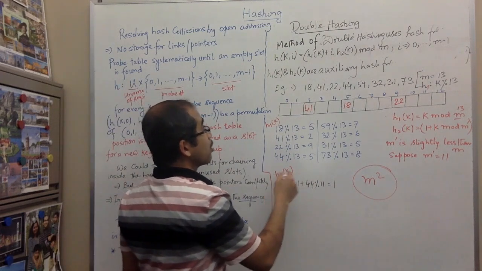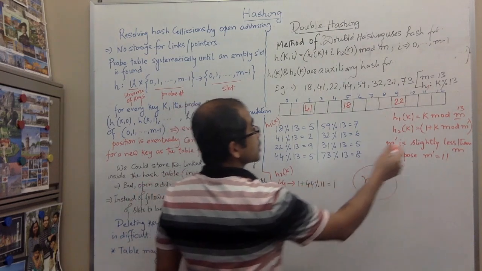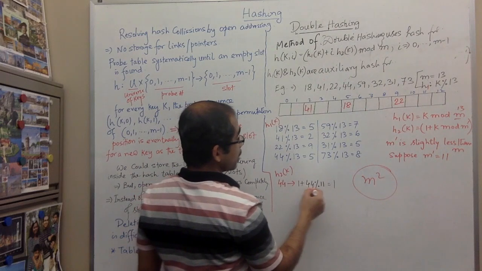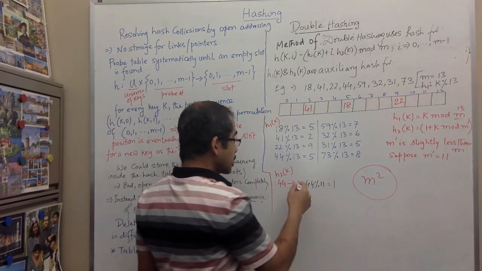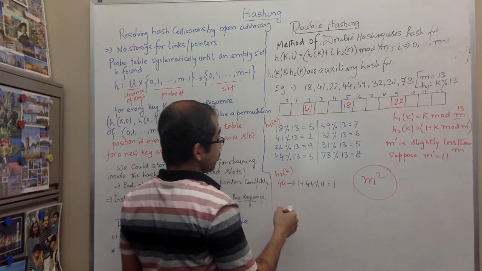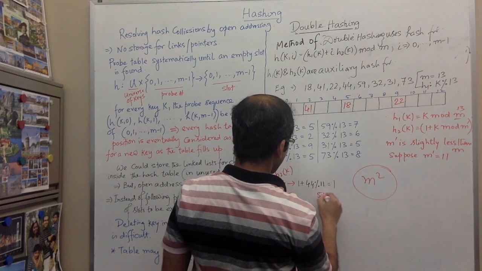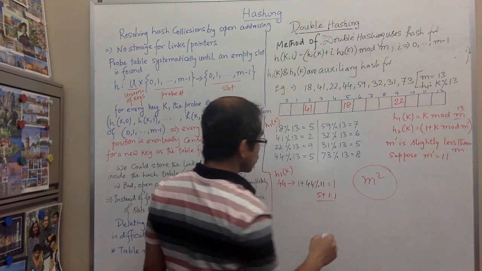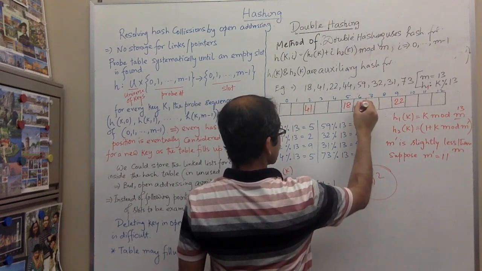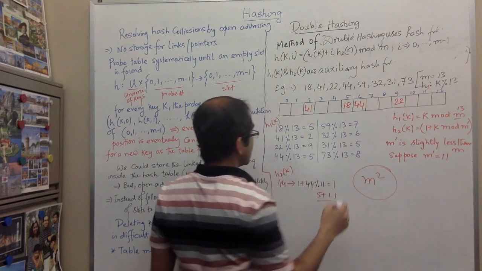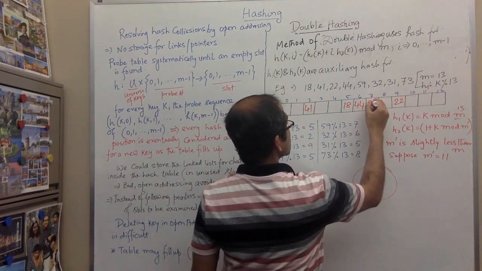Based on that, now I have to calculate h2k, which is 1 here, because 1 plus k mod m prime, k mod m prime is 44 mod 11, which is 0, so 1 plus 0 is 1. So for 44, it will be h1k, that is 5, plus i equal to 1 times 1, so 5 plus 1 is 6. So 44 should go to position 6. Now 59 should go to position 7, so 59 goes to position 7.